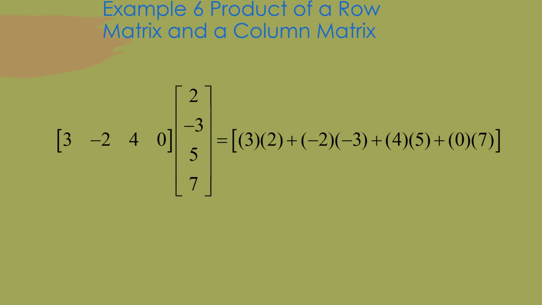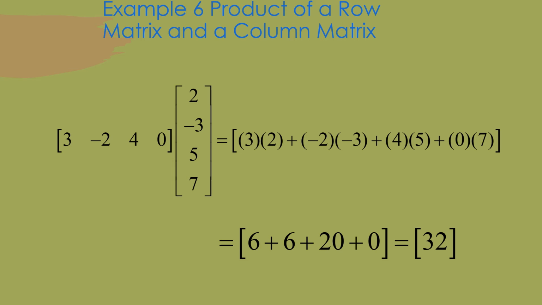Now if I have a row matrix and a column matrix, again I take each element in the row, multiply it by the corresponding element in the column, and add them up. So here it is 1 by 4, 1 row and 4 columns, and 4 rows and 1 column, so ultimately it must be 1 by 1. It will be just a singleton set, with a single element, 32.